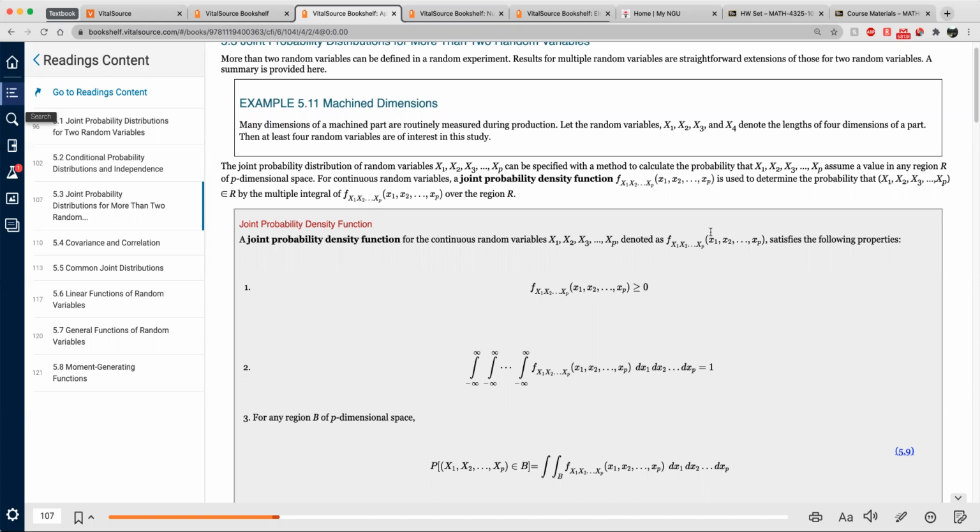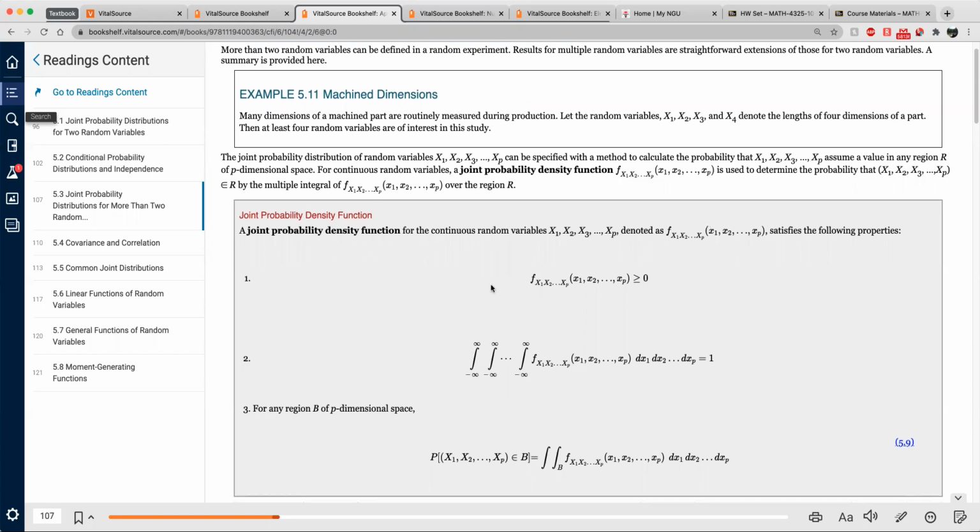So let's take a look at the formula of the joint PDF for more than two random variables. See, x1 through xp, these are the multiple random variables, okay? And that's the notation of the joint PDF.